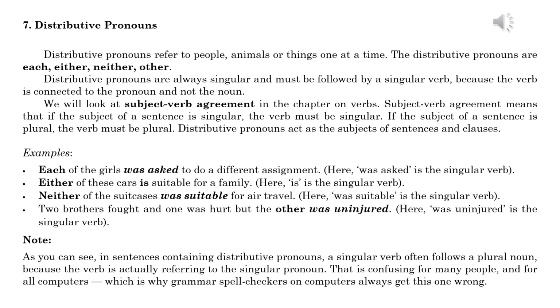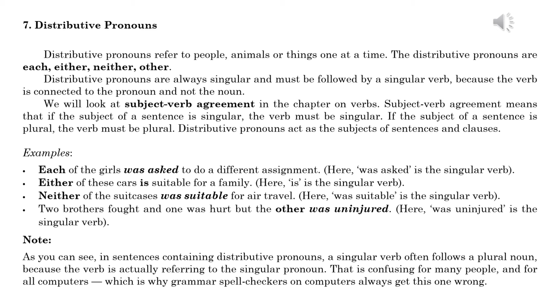Seven. Distributive pronouns. Distributive pronouns refer to people, animals, or things one at a time. The distributive pronouns are each, either, neither, other. Distributive pronouns are always singular and must be followed by a singular verb because the verb is connected to the pronoun and not the noun.